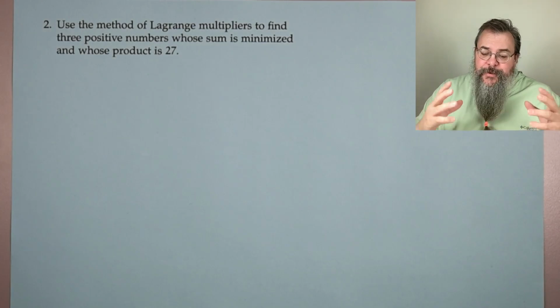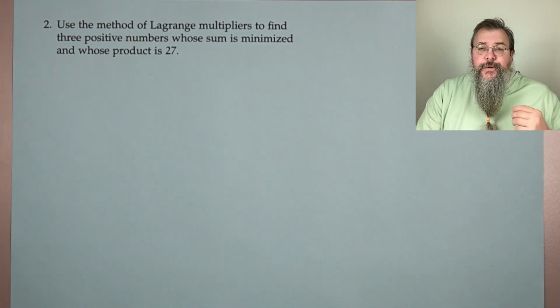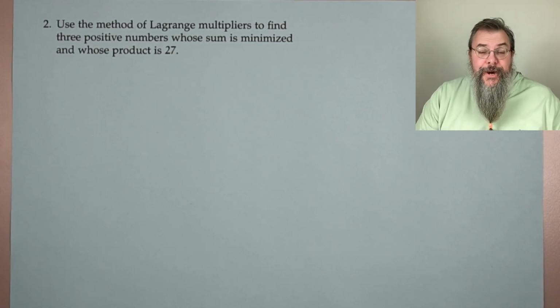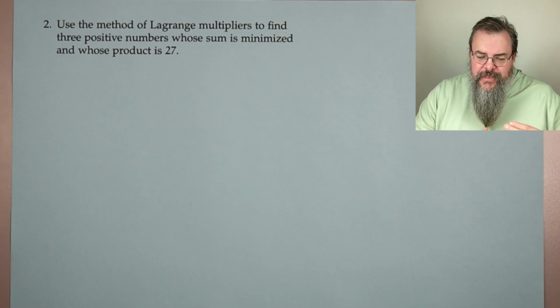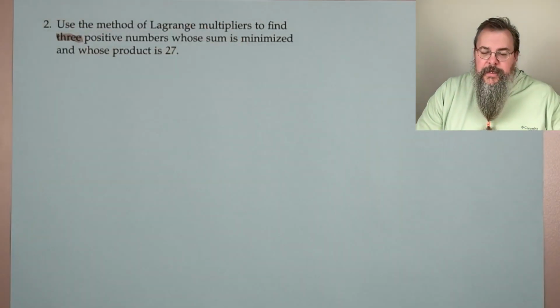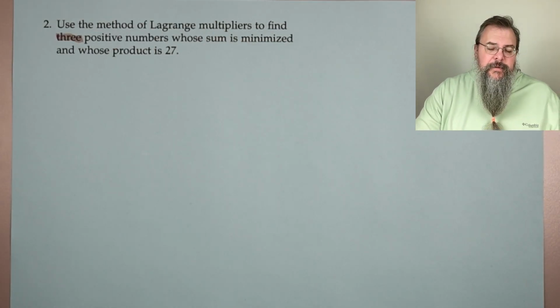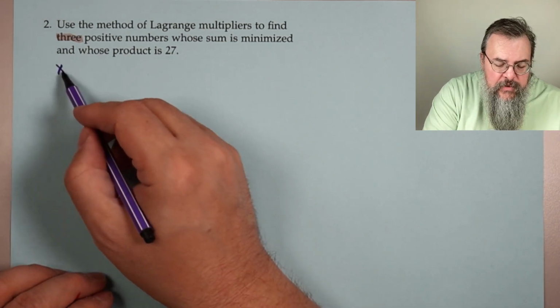Use the method of Lagrange multipliers to find 3 positive numbers whose sum is minimized and whose product is 27. All right. Now, we're after 3 numbers. We can know that because it tells us 3. And they have to be positive. All right, good. We like things which are optimistic. And we say, okay, so what do we have? Well, let's call our numbers x, y, and z.